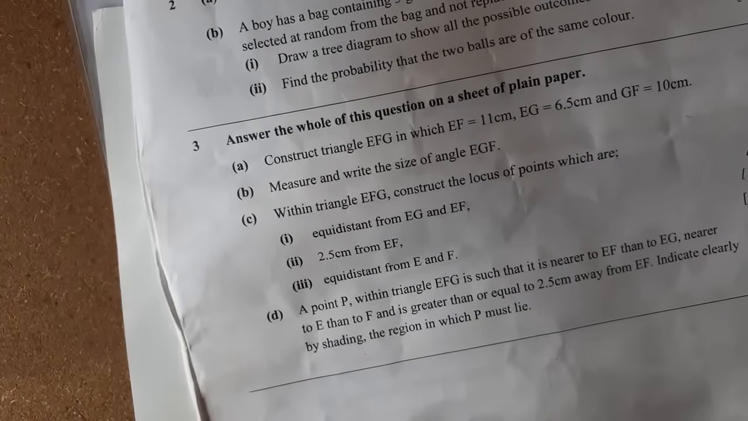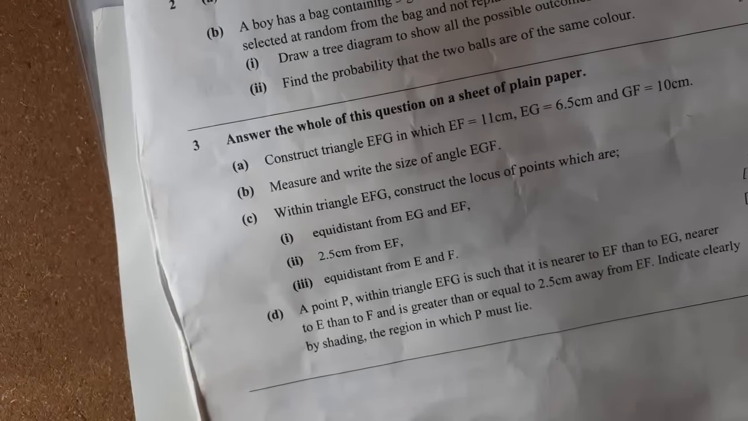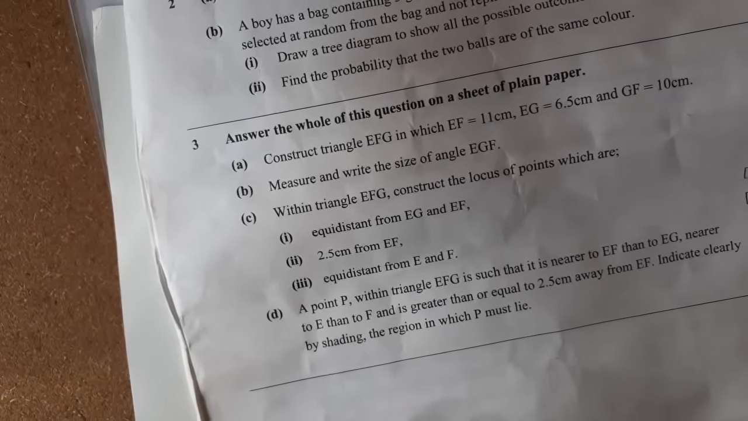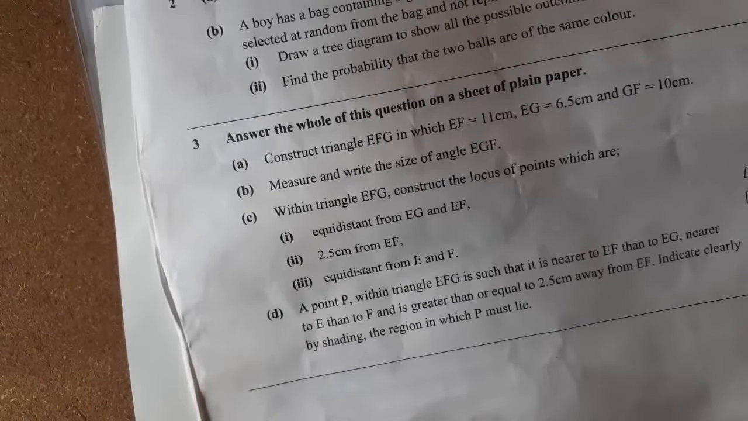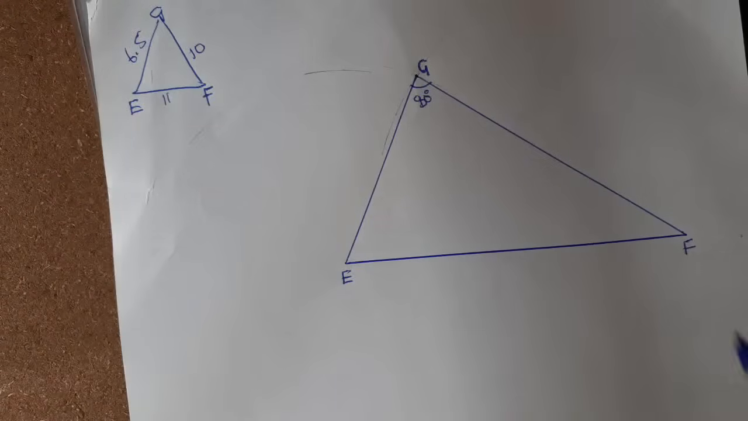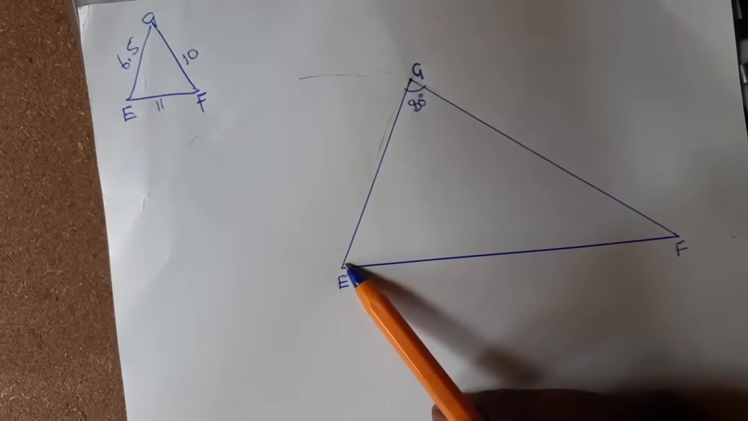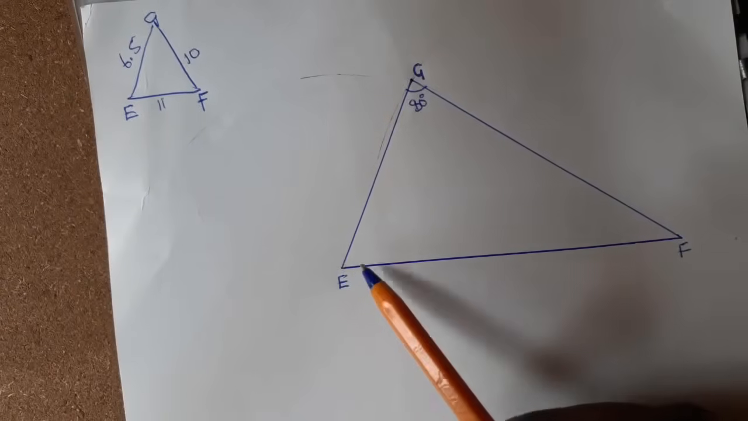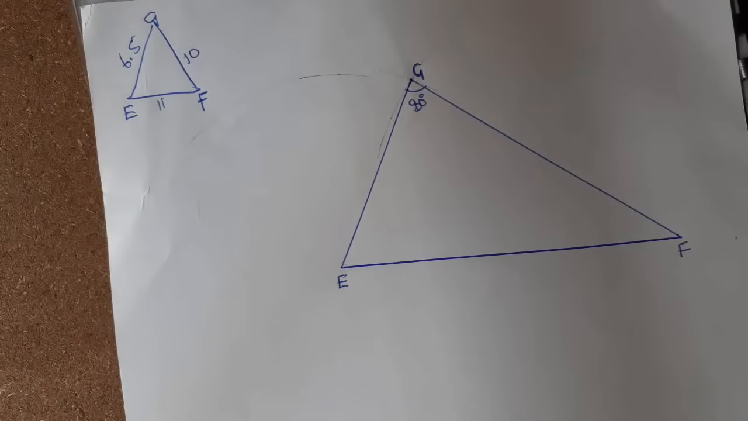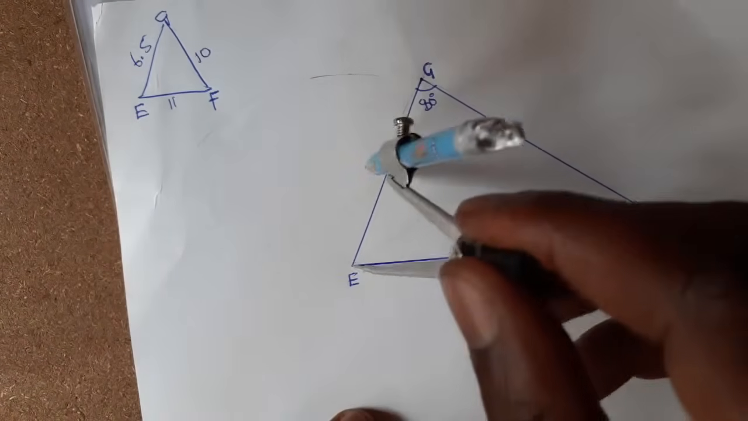So question C, within triangle EFG, construct the locus of points which are equidistant from EG and EF. So in this case, we need to bisect the letter that is common on those 2 lines, which is E, because we have EG and EF. So we are going to bisect this angle at E. Okay, and this is what we are supposed to do.